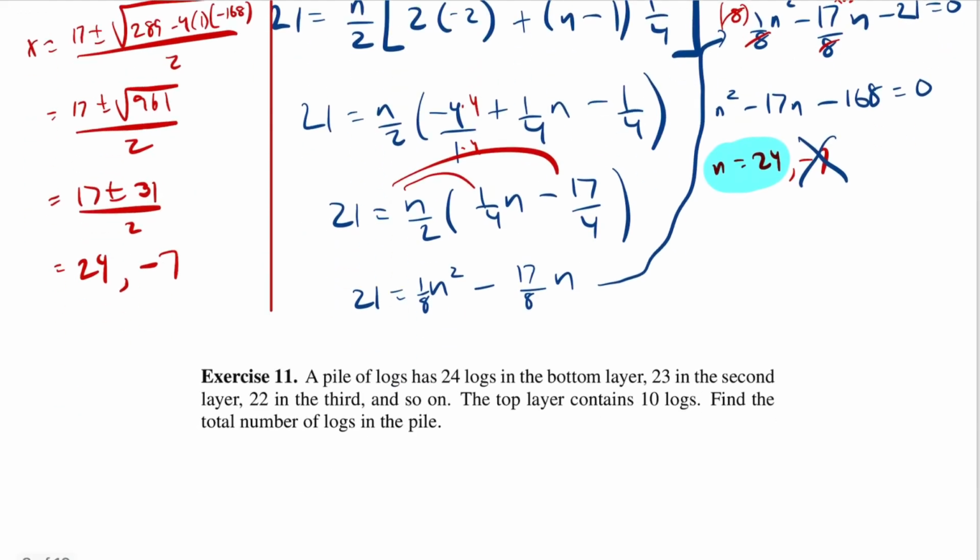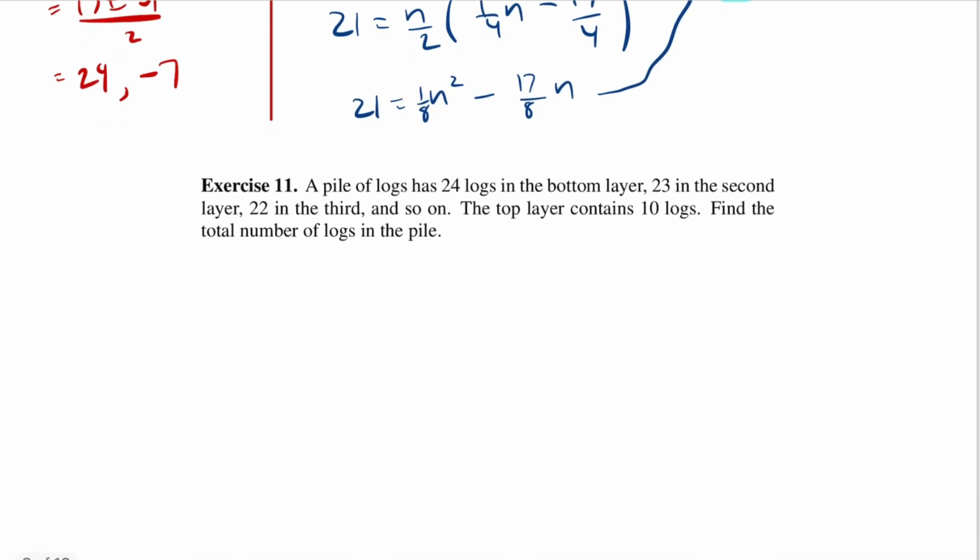So the question is, find the number of total logs. So this is pile 1, 2, 3, ... We don't know what pile that is, so we have to figure out what n is. So in order to figure out what n is, we can use the nth term of the arithmetic sequence. We know the last term, we know the first is 24, we don't know n, that's what we're looking for, and we know d is -1. So distribute and solve for n, you should get n is equal to 15.